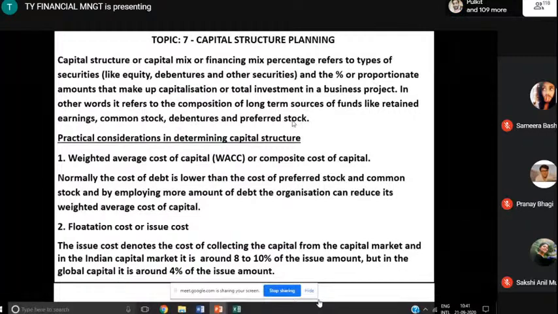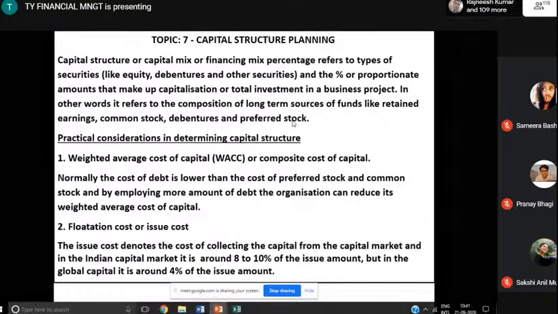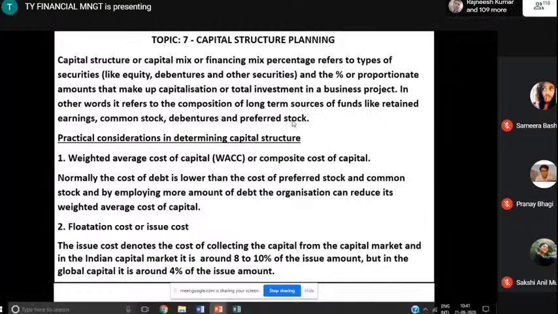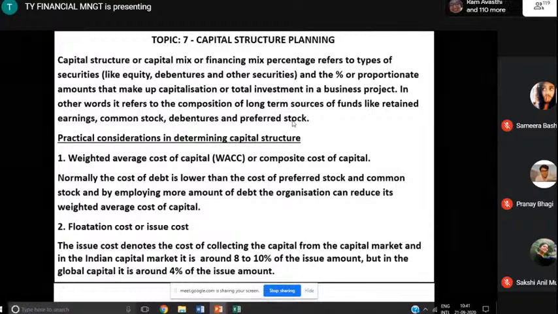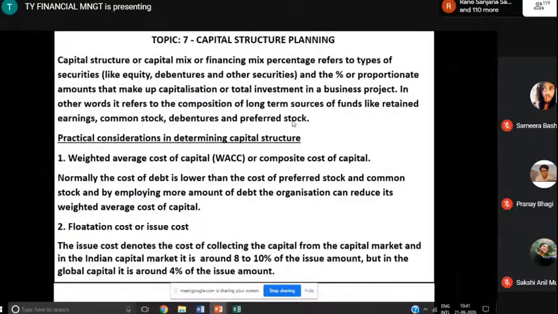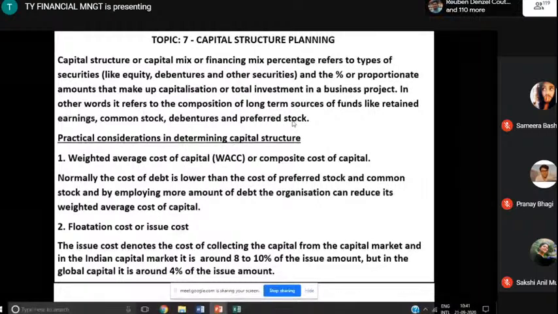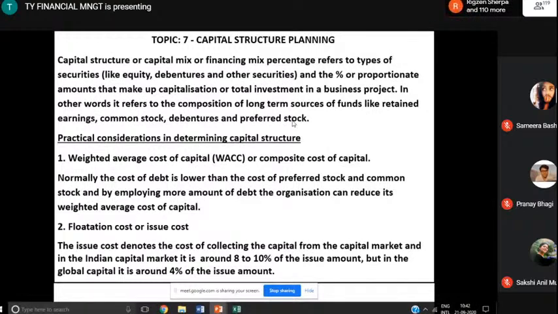WACC. Why do businessmen always prefer to borrow? If someone asks you, all the businessmen are interested in borrowing. Interest rate is always lower than the dividend percentage. Businessmen prefer to borrow because the interest rate is always lower than the dividend percentage. Normally the cost of debt is lower than the cost of preferred stock and common stock. Next is flotation cost, issue cost.